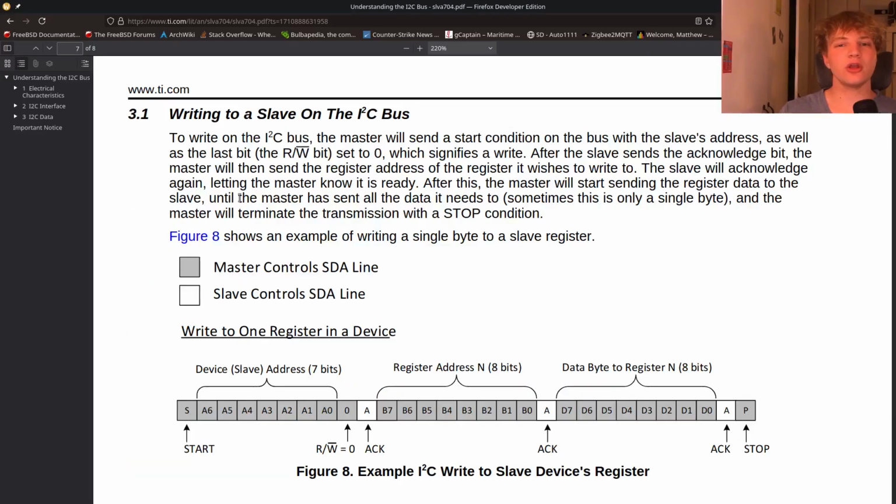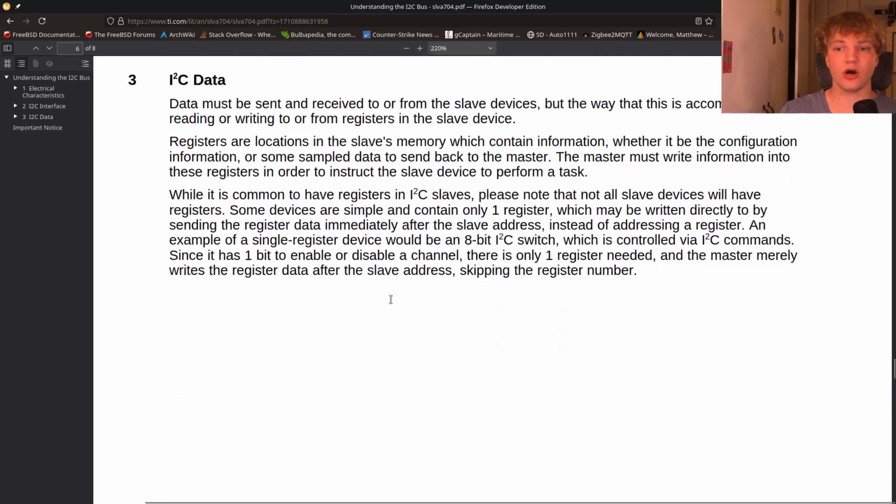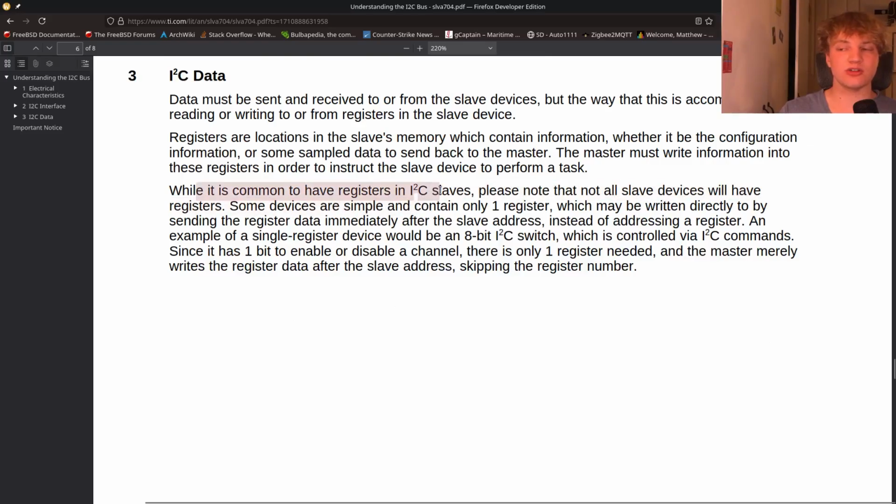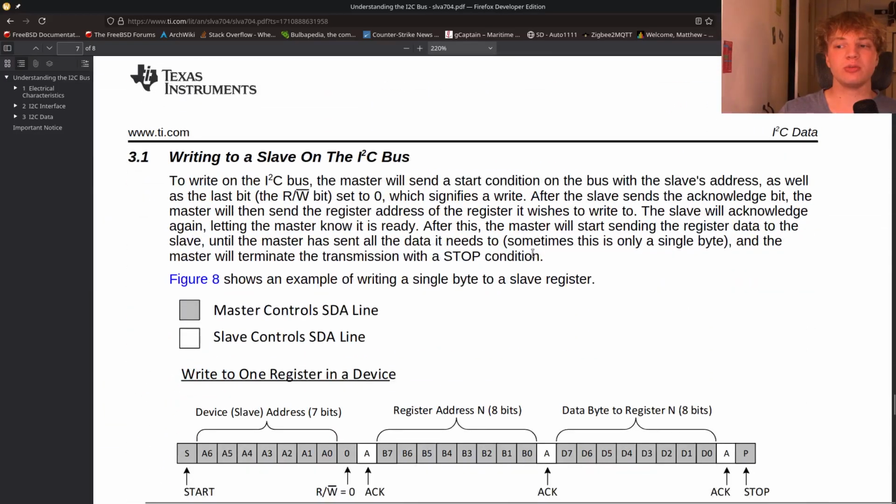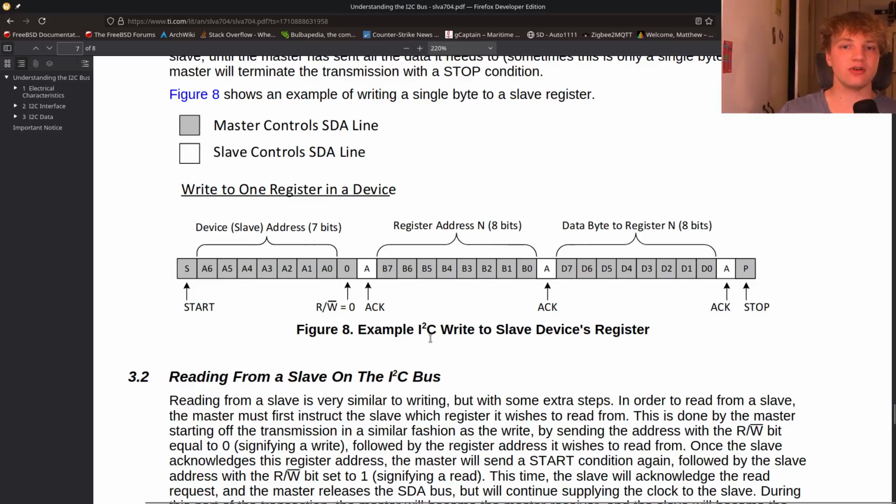Now, I just want to make a quick note here about writing. You'll notice here we specify the register address, but this is not actually always the case, and I think TI note this up here as well. It's common to have registers in I2C slaves, but not all of them will have registers. Some only have 1 register. So in the case where a slave only has 1 register, we completely skip sending the address in the first place because it's superfluous, right? It's only got 1 register. So instead you shift this data byte back here in place of the register address, and you just send the stop immediately. So it would be slave address, data byte to register, and then stop, rather than this 3-component transaction.